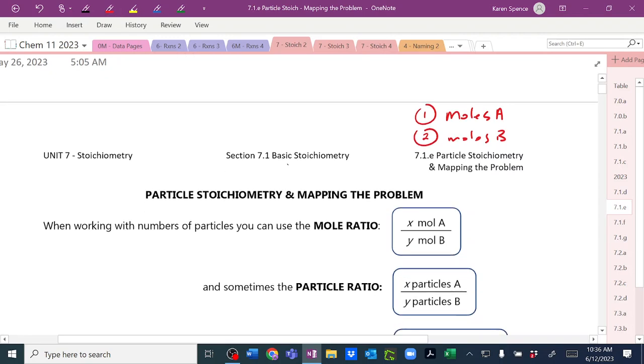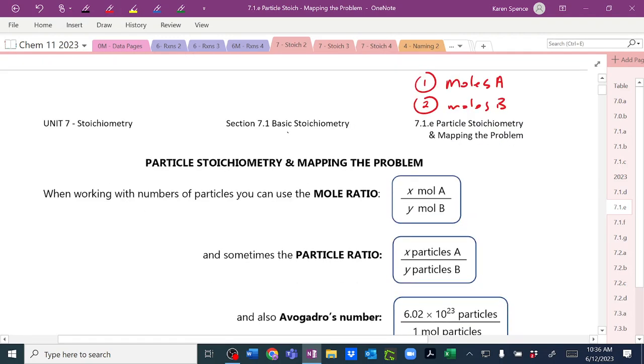Today, we're going to look at the particle ratio, which adds in an extra little thing, because the mole ratio is the same as the particle ratio. And sometimes you can use that to make your life easier. You can make it go faster. Or you can just say, I'm always going to convert to moles of A and then moles of B, and you'll never go wrong, really. Okay.